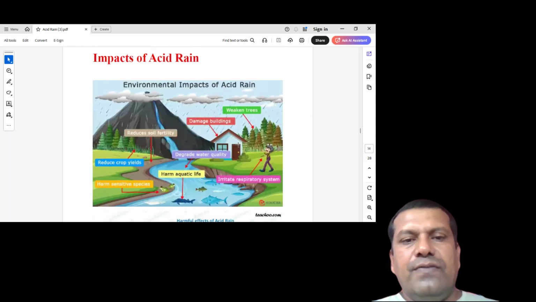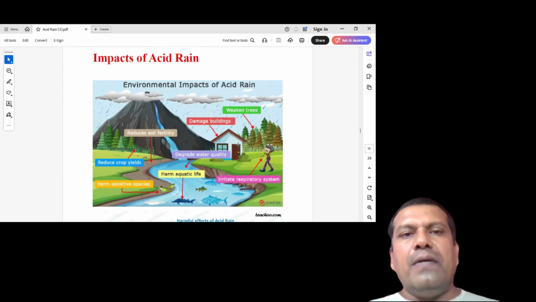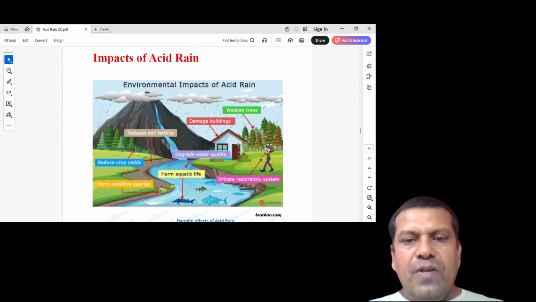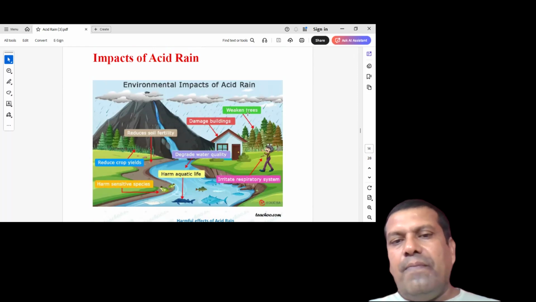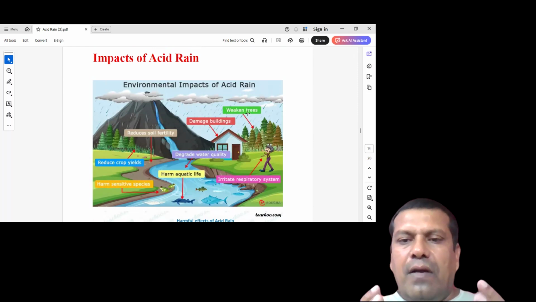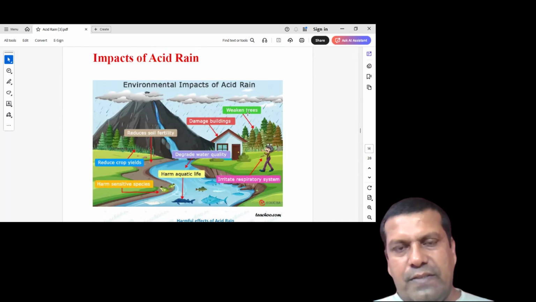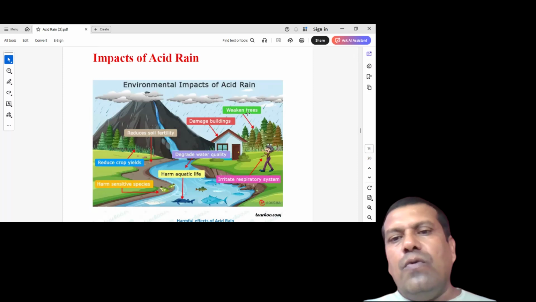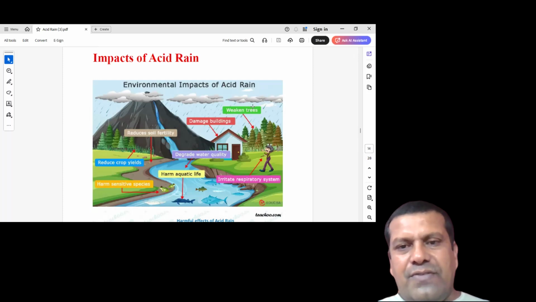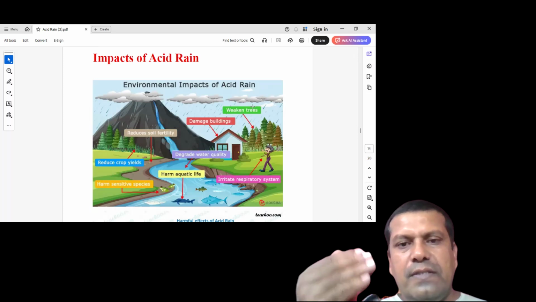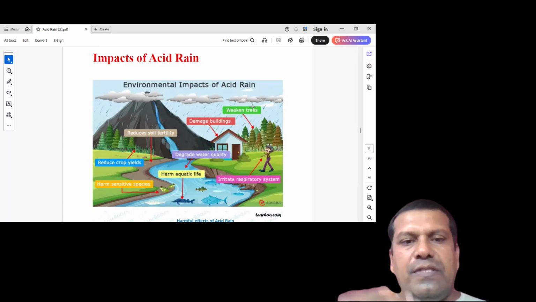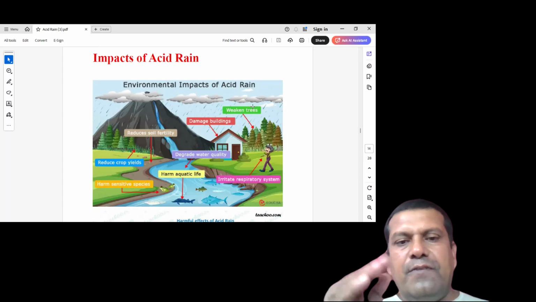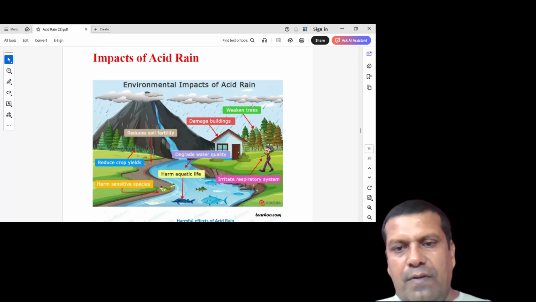So what are the impacts of acid rain? There are various environmental impacts of acid rain, so we'll discuss one by one. First, it weakens the trees. When acid rain is taking place, it retards the phenomenon of photosynthesis, that is the production of food, where solar energy is converted into chemical energy, right? So when acid rain takes place, the photosynthesis process gets reduced, decreasing the production of food.